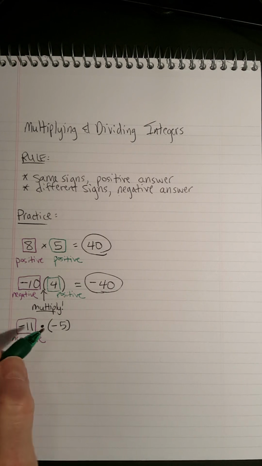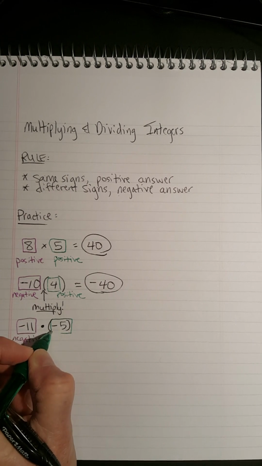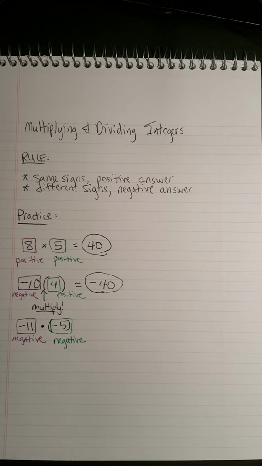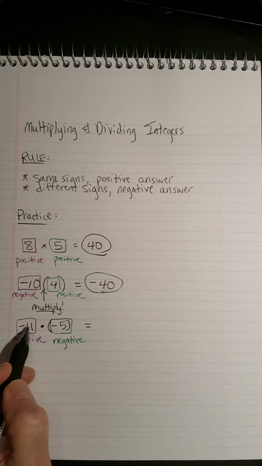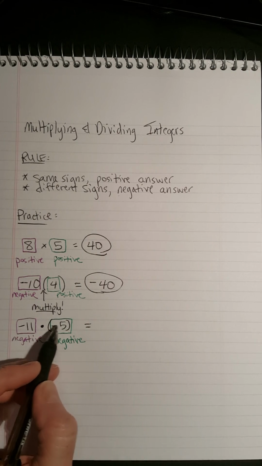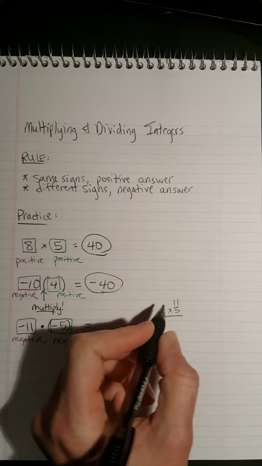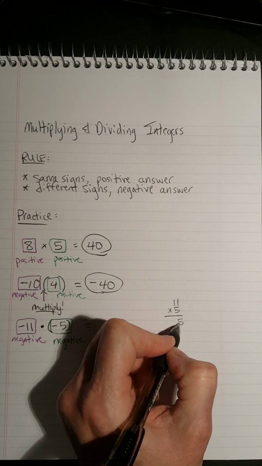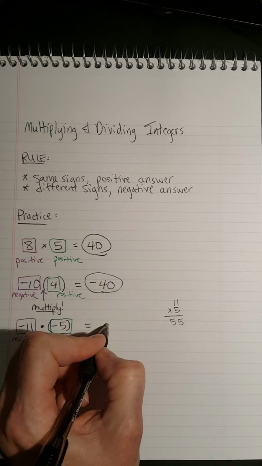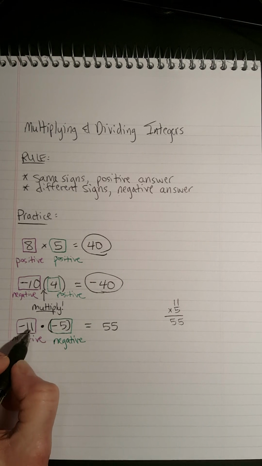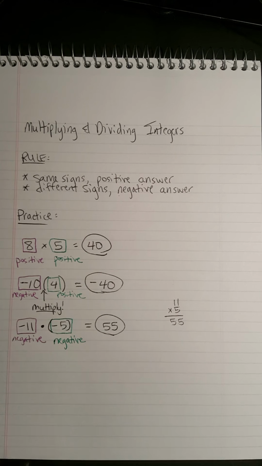And this -5 here is also negative. So if I multiply these two together, I have 11 and 5, which is 55. I'll do that over here on the side just to show. 5 times 1 is 5, 5 times 1 is 5. So this is going to be 55. They are the same signs. They're both negative, so same signs, positive answer.